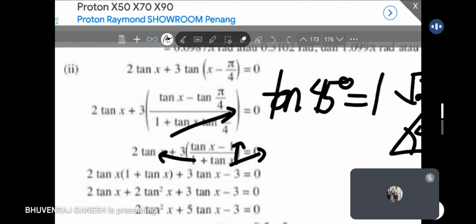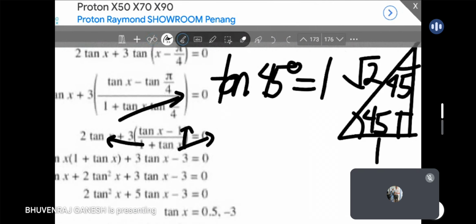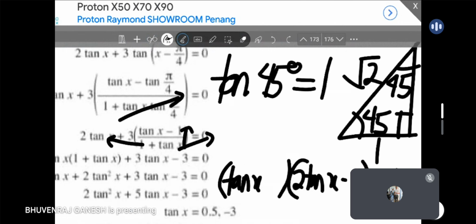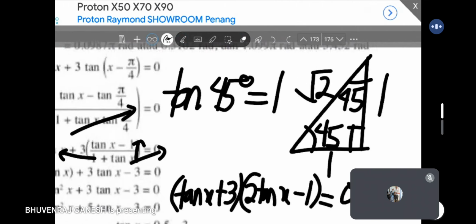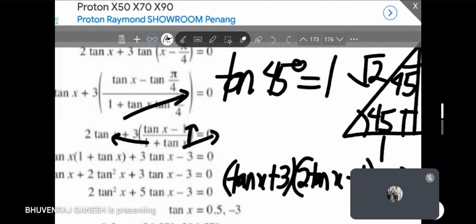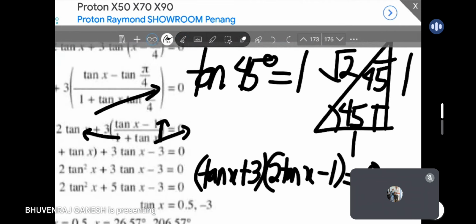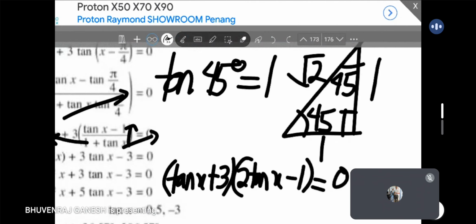So you will realize you will get a quadratic equation, persamaan kuadratik, and you can carry out the factorization. Okay, buat pemfaktoran biasa. So tangent x, sorry. You will have 2 tangent x minus 1 and tangent x plus 3. Inilah pemfaktoran kamu, your factorization. Then you just solve the equation lah. Selesaikan persamaan. So you will get tangent x is 0.5 and also negative 3.